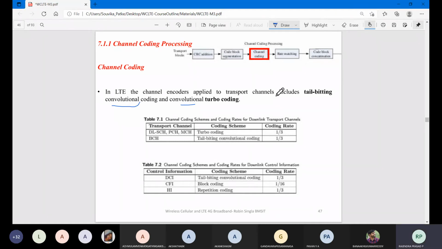Here he is giving the types included in channel coding. One is tail-biting convolutional coding, and one is convolutional turbo coding. What is the difference here? It is only with respect to the rate. The coding rate is 1 by 3. Block coding is 1 by 16.